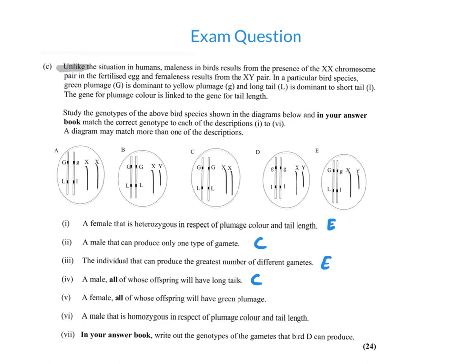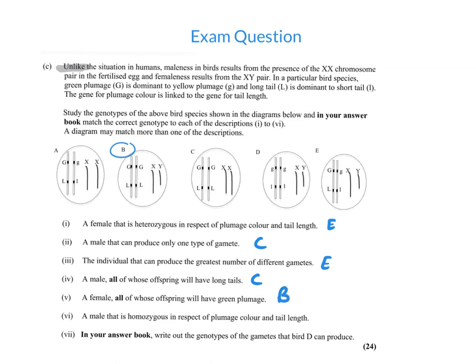A female, all of whose offspring will have green plumage. Okay, so again, for female, we're looking for XY, and for green plumage, it's dominant, so we're looking for two capital G's. So we're looking for XY and we're looking for two capital G's. So B would do that for us there.